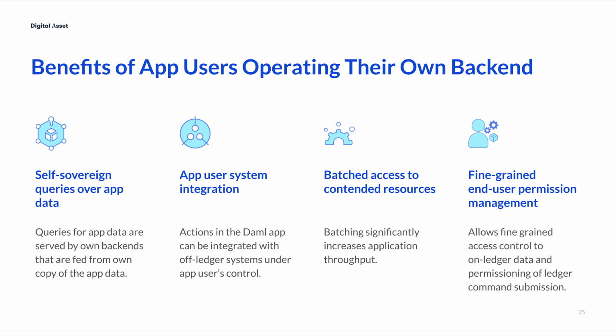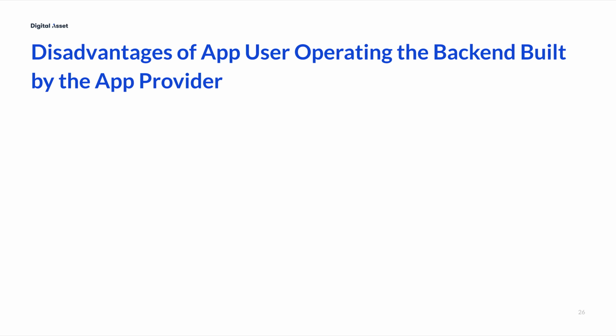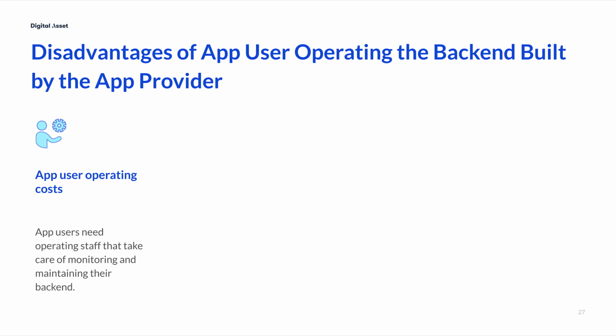App users might require fine-grained access control for their end users with respect to reading on-ledger data and acting on ledger using the Daml parties that represent the app users' organizations. This is best implemented using a backend that controls access to the app user's participant node and the Daml parties hosted there. The disadvantages of app users operating the backend built by the app provider include app user operating costs.